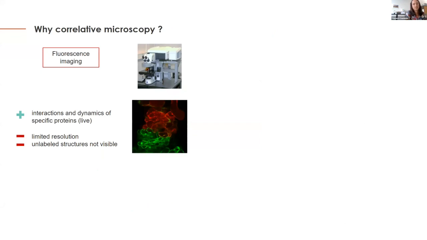Now, what is correlative microscopy and why? With fluorescence imaging, you all know that you can see interactions and dynamics because you can work with living samples, but you have a limited resolution and the unlabeled structures are not visible. But here you can see on the image that it's really convenient to see the graft interface.